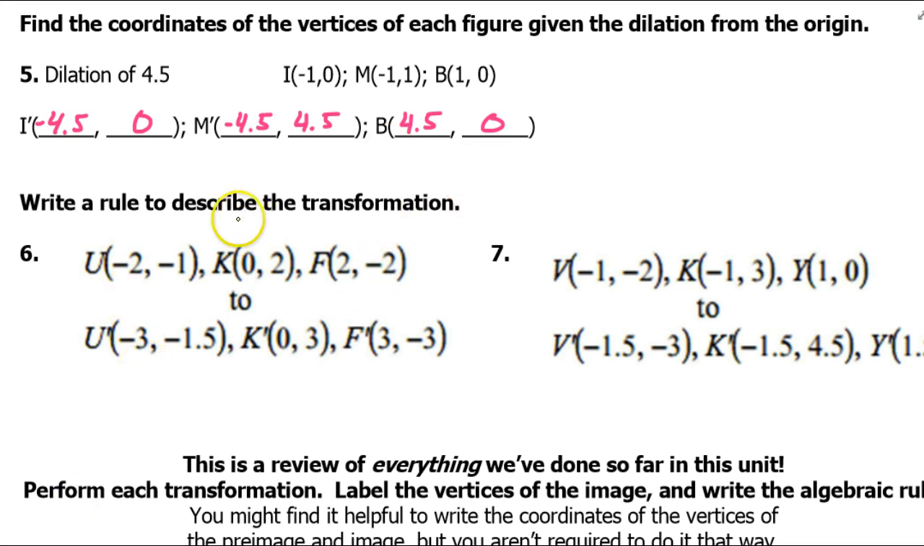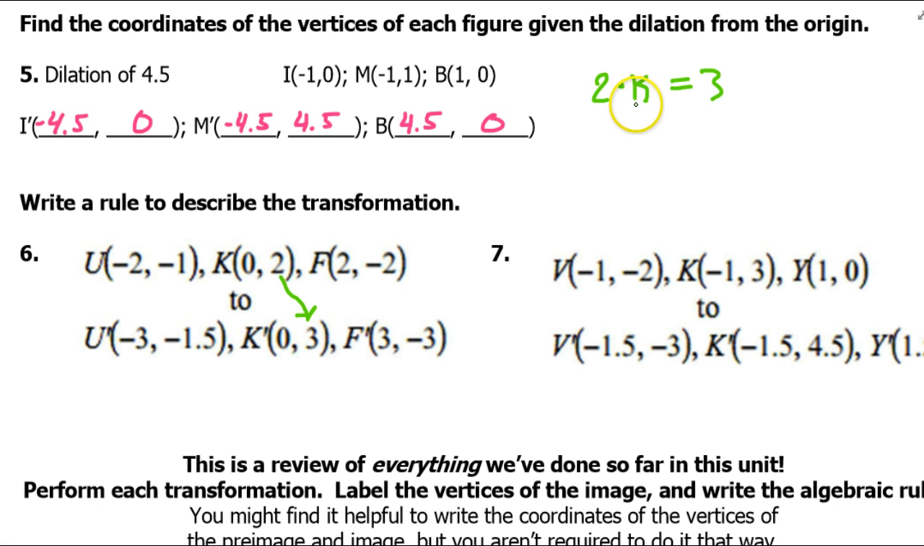For number 6, we are being asked for a rule that's most likely going to be the dilation that converts UKF to U prime, K prime, F prime. Let's make a hypothesis that we're dealing with a dilation, and let's hunt for the scale factor. So let's focus on these coordinates right here. 2 becomes a 3. So the question is, what would you have to multiply by? In other words, 2 times what scale factor would give me 3?